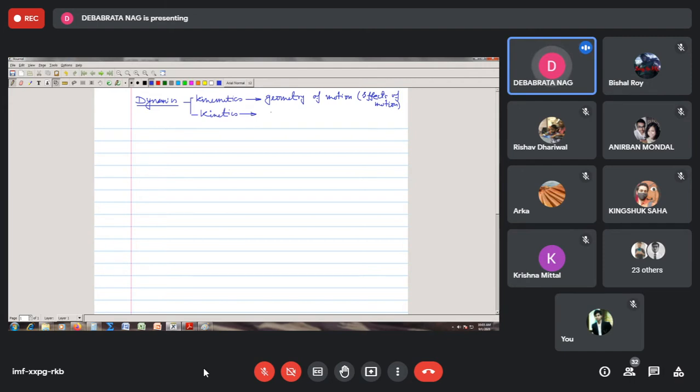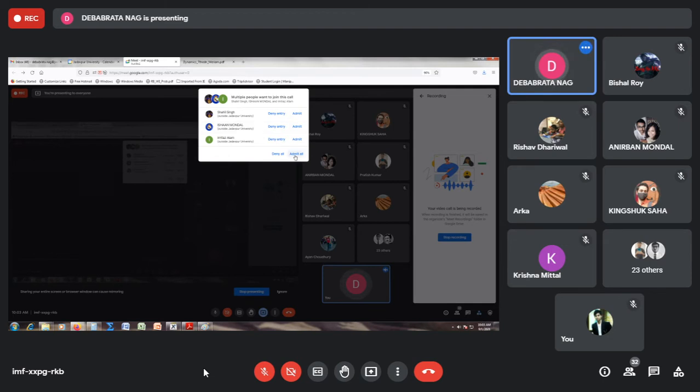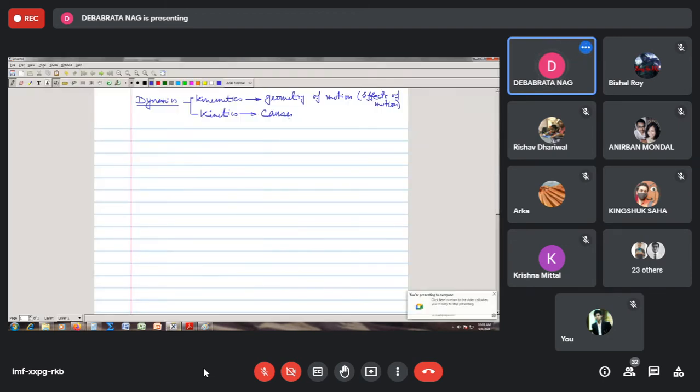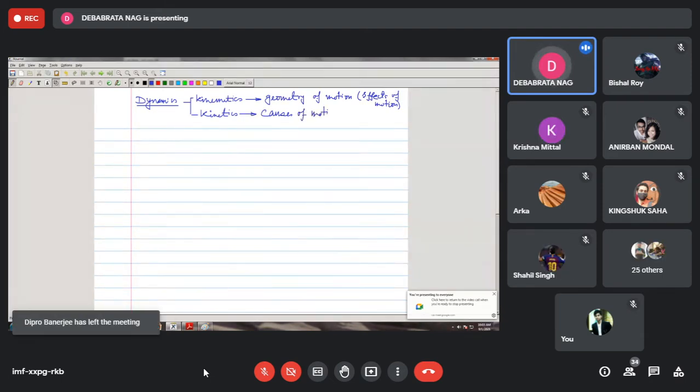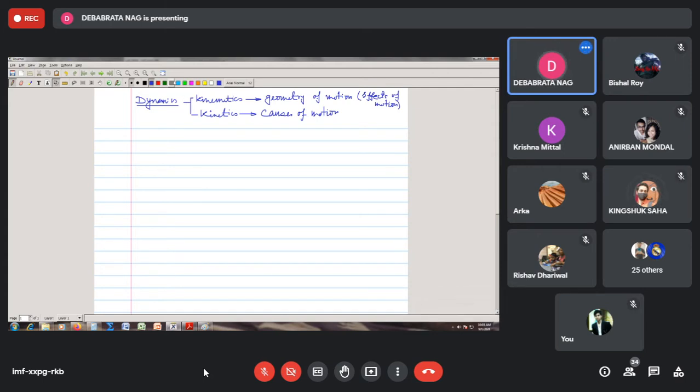In our kinetics section, we will discuss the causes of motion. So this is the causes of motion. Here we will discuss the force, torque, etc., which will be required to sustain the motion. And in kinematics, we talk about the geometry of motion. That is the first type of classification. If you have any question, feel free to ask me at any point of time.